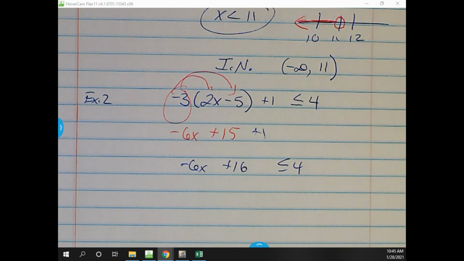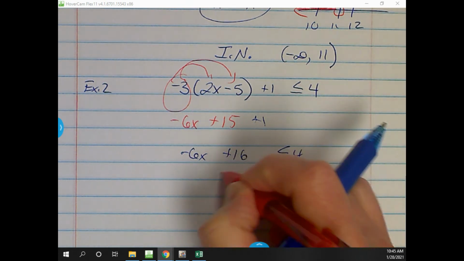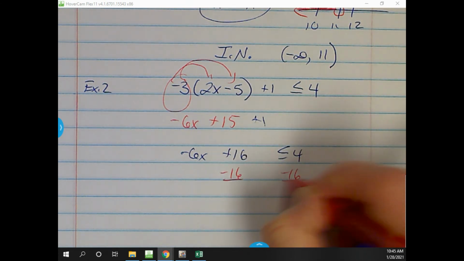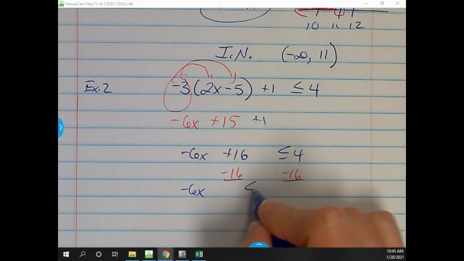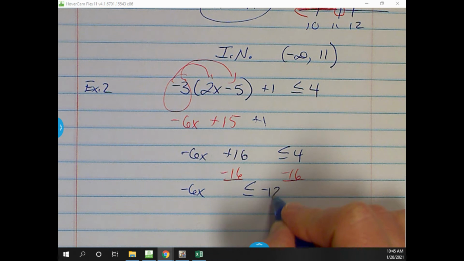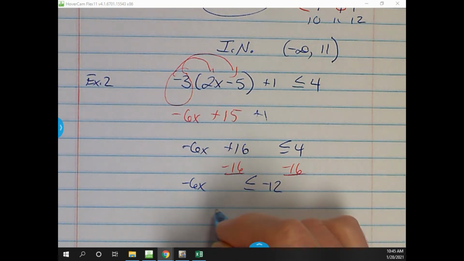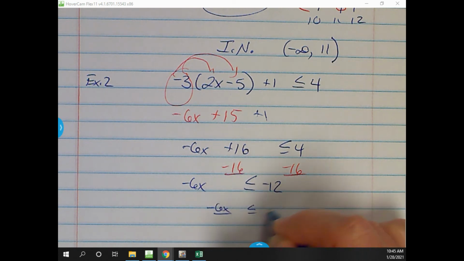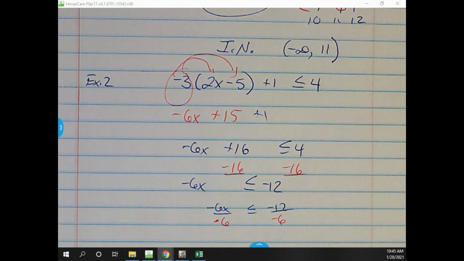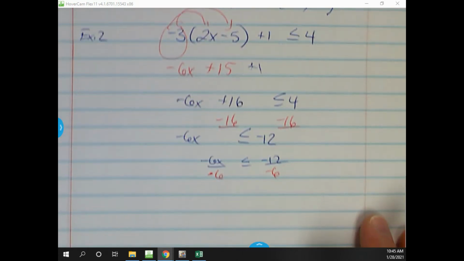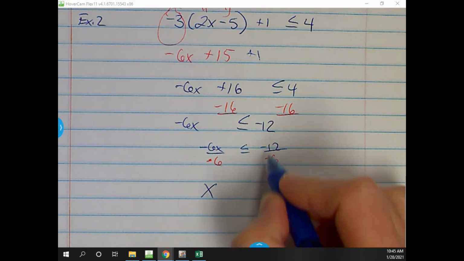There's nothing on the right-hand side, so basically we're just solving this out the rest of the way. Subtract 16 from both sides. We get -6x is less than or equal to -12. And then once we're here, we're going to divide both sides by -6. Left-hand side, we'll get the x. Negative by negative makes that a 2.